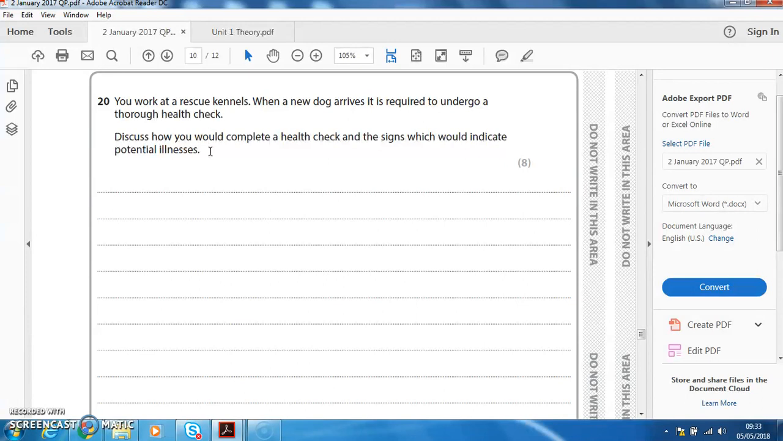You could check its teeth, a teeth check. If it's got tartar on its teeth, so if the teeth are discoloured, then it will need that removed because it can get a bacterial infection in its mouth and in its gums.